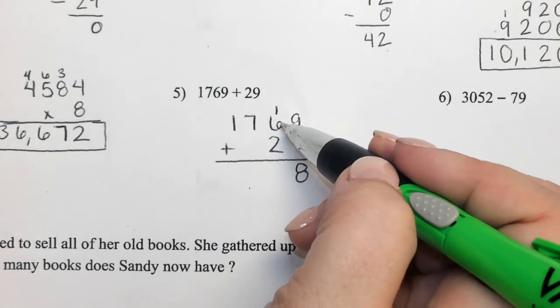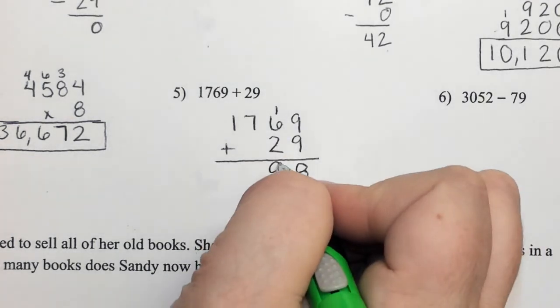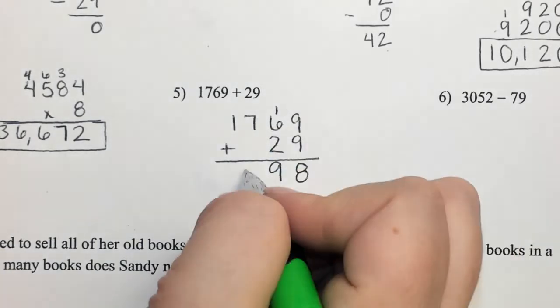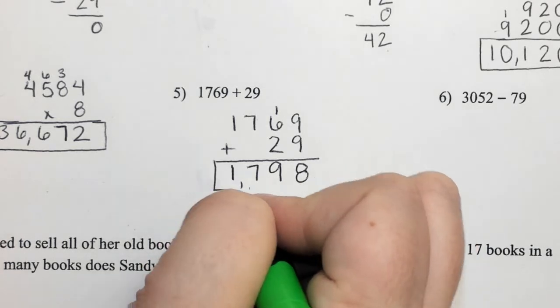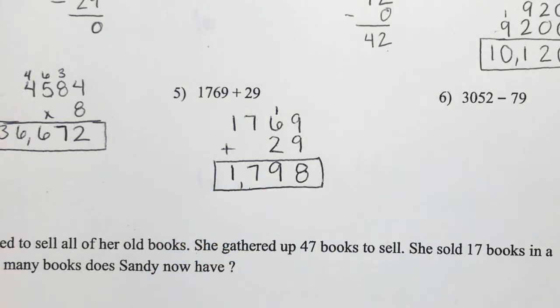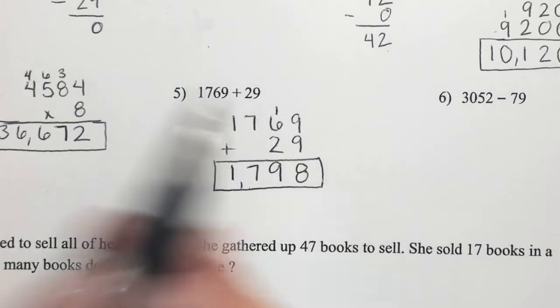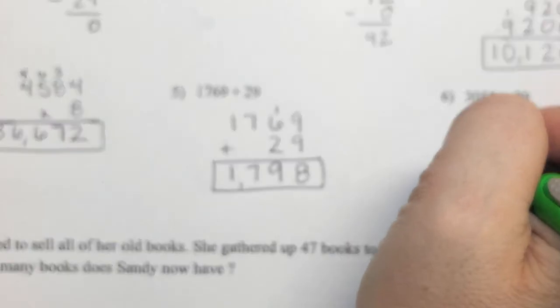And then we have 6 plus 2 is 8, plus the 1 is 9. Alright, and then I have my 7, and then I have the 1. So we're bringing that down. So I get 1,798. Make sure, the biggest thing here is just some people have lost that little 1 that they carried.